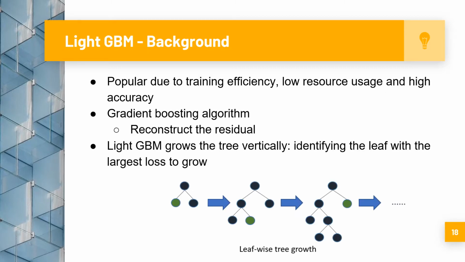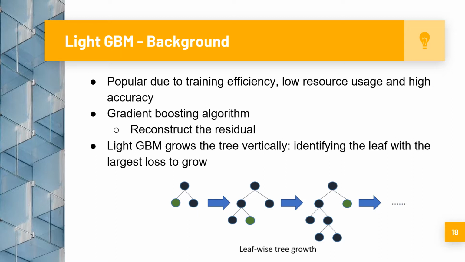The model we will focus on is LightGBM. LightGBM has gained traction in recent years due to training efficiency, low resource usage, and relatively high accuracy. It is a type of gradient boosting algorithm, meaning that it trains an ensemble of models sequentially, with a later model predicting the residual, or error, of the previous models.